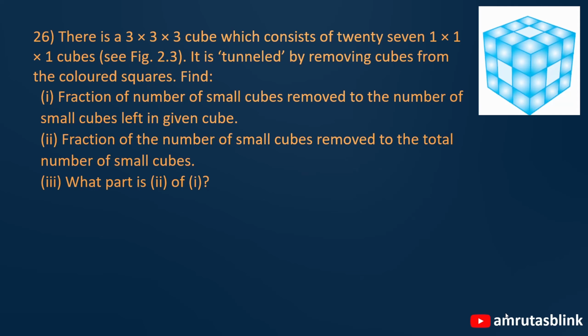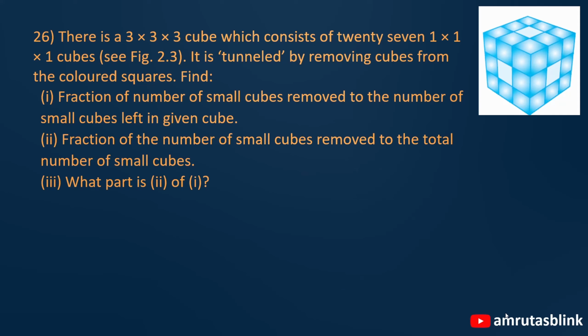We'll move to question number 26 of the video. There is a 3 by 3 by 3 cube which consists of 27 1 by 1 by 1 cubes as shown in the figure. It is tunneled by removing cubes from the colored squares. Find the fraction of the number of small cubes removed to the number of small cubes left in the given cube.